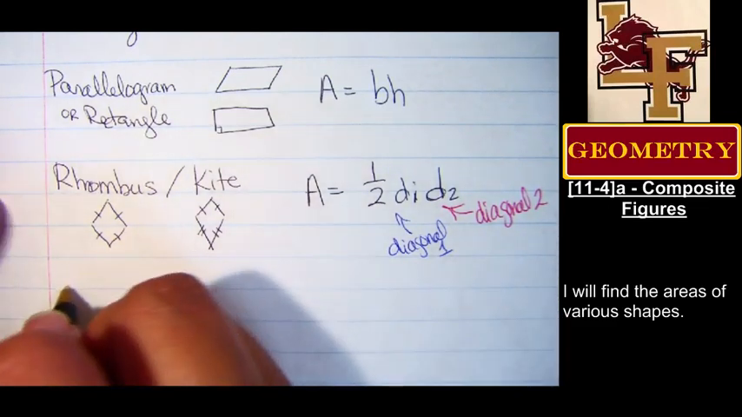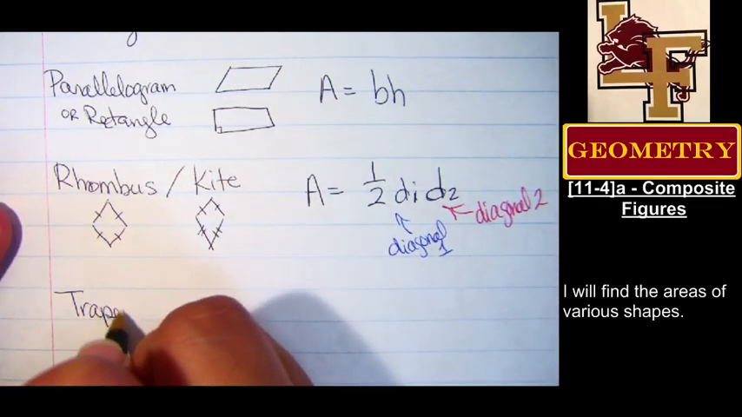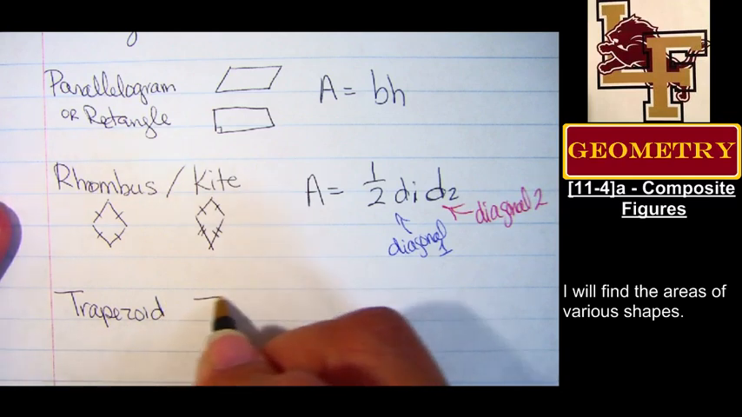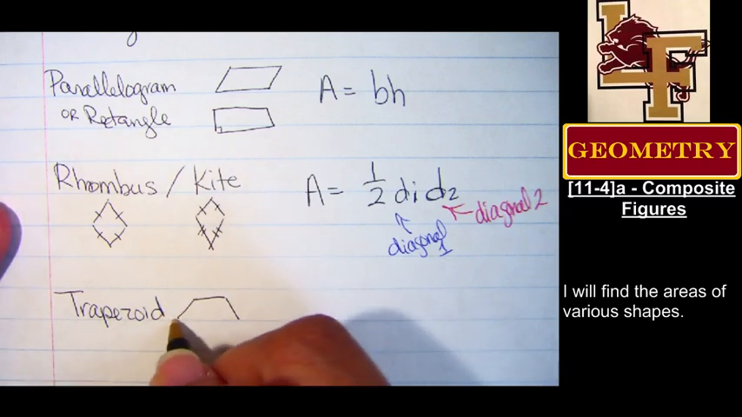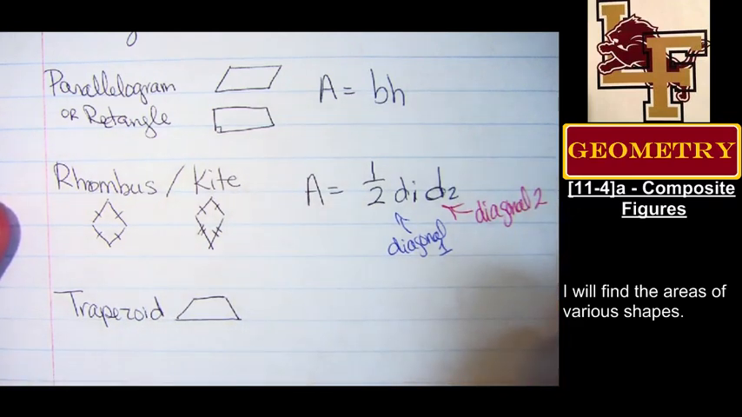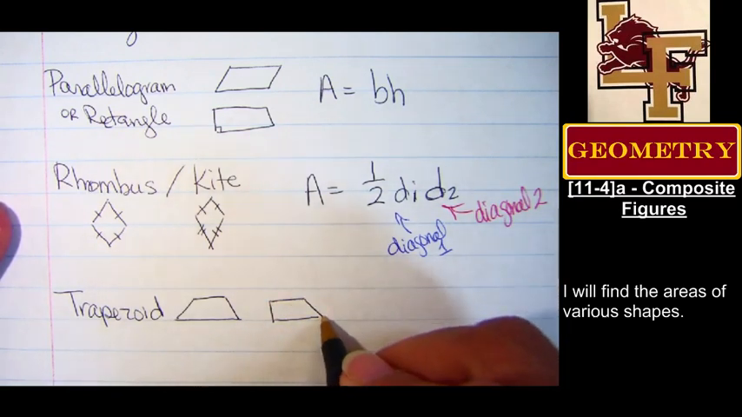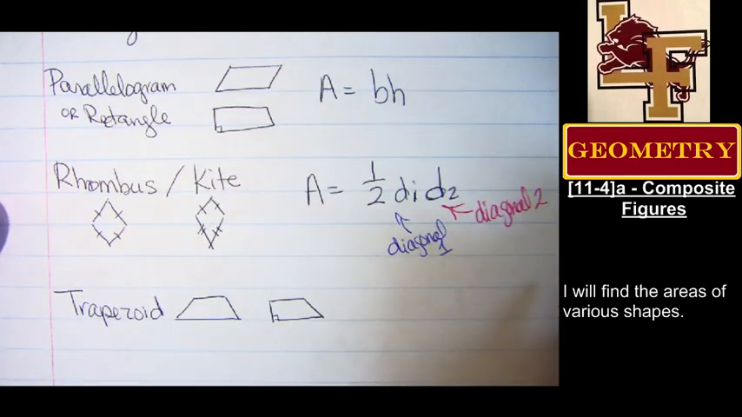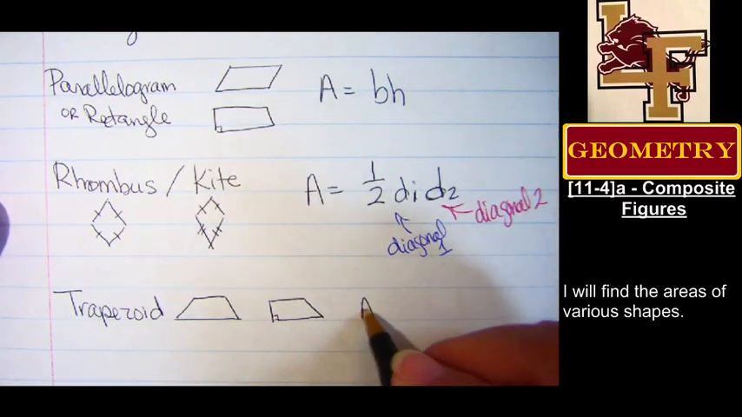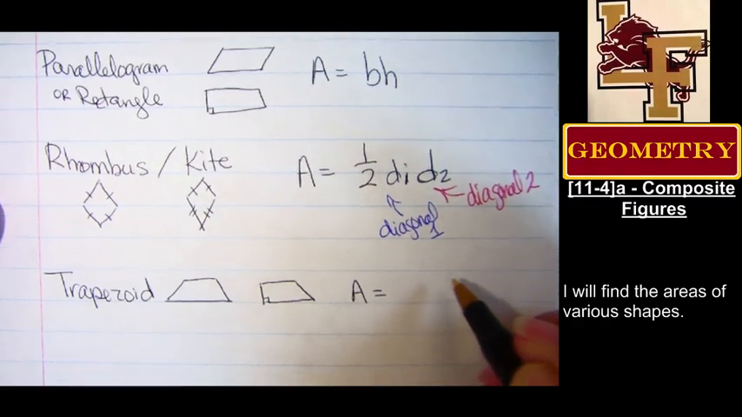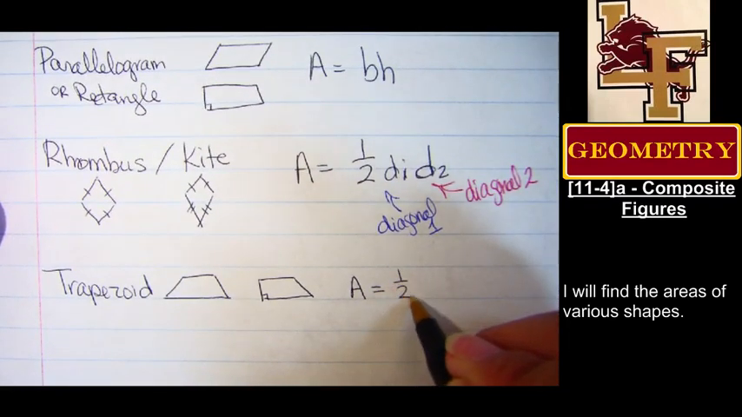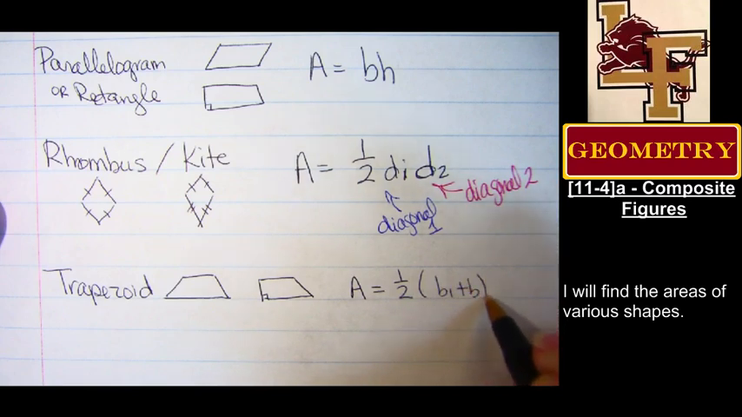Next up, we have the trapezoid. A trapezoid can look like the Pizza Hut logo, or it can look like a rectangle that had one of its corners chopped off. What's the formula for area of a trapezoid? 1/2 times base 1 plus base 2 times the height. Okay.